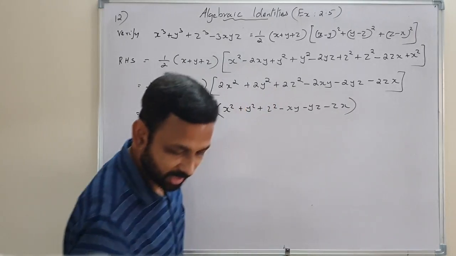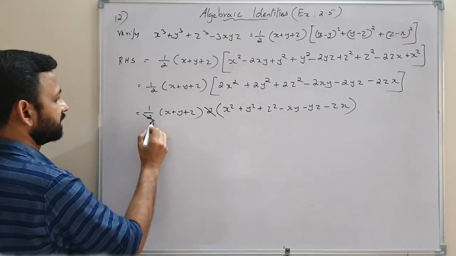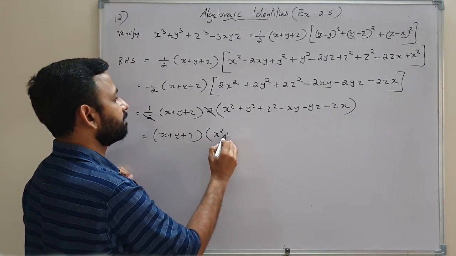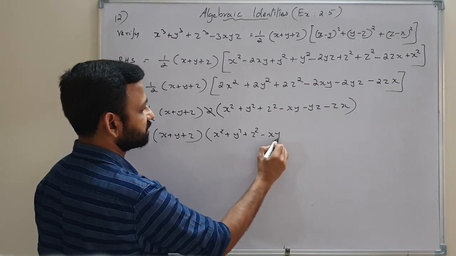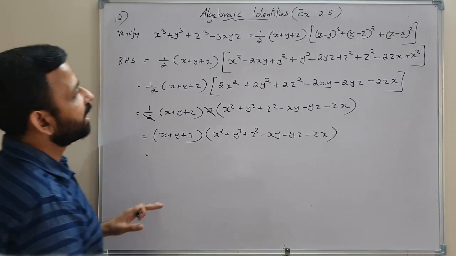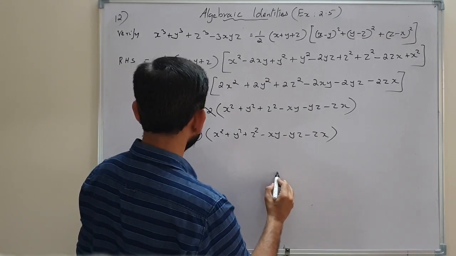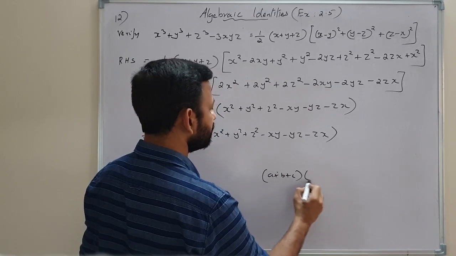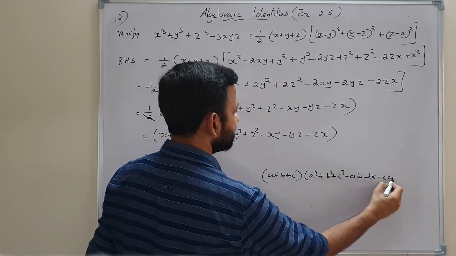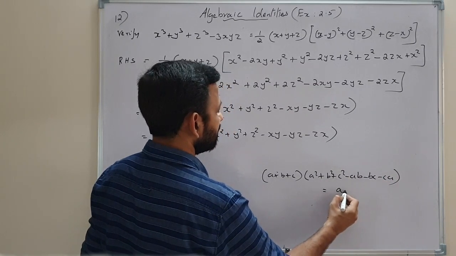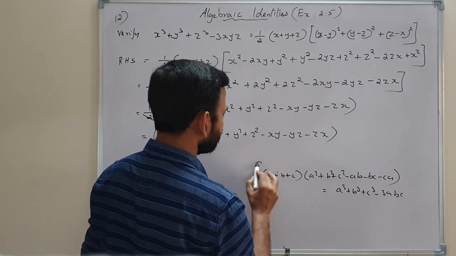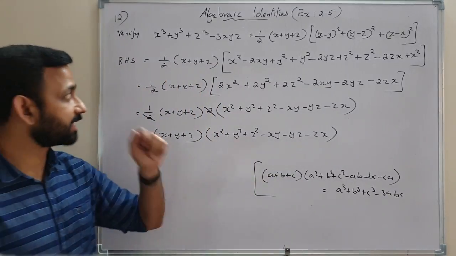Then that 2 and the 2 in the denominator will be cancelled. Now we got (x plus y plus z) into (x square plus y square plus z square minus xy minus yz minus zx). So this is in the form of the identity (a plus b plus c) into (a square plus b square plus c square minus ab minus bc minus ca). That identity is a cube plus b cube plus c cube minus 3abc. So we can compare this expression with this identity.